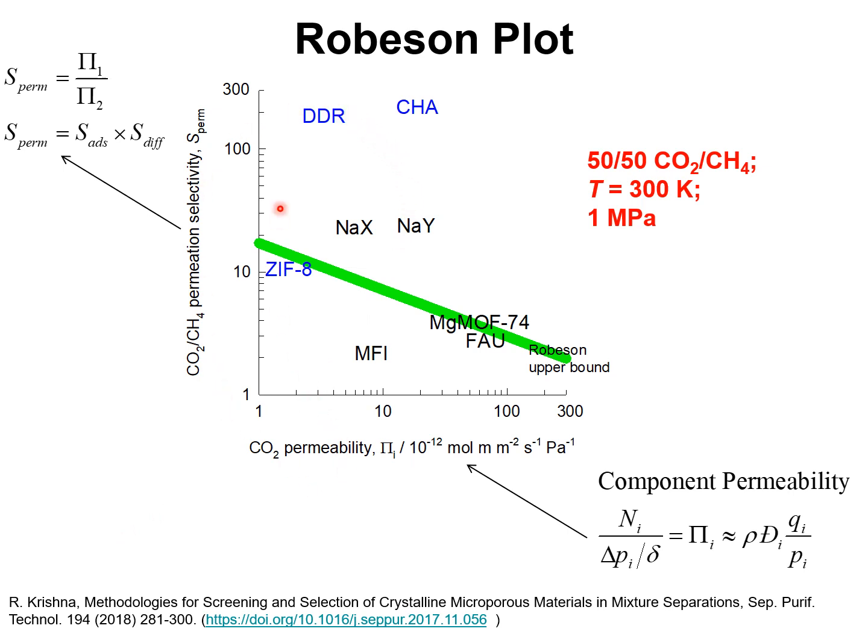We see here the green line is the upper bound called the Robeson upper bound, and DDR and Chabazite membranes have the highest permeation selectivities, but the permeabilities are significantly lower than for, say, a magnesium MOF-74 membrane or an all-silica faujasite membrane. So there is always a trade-off between the permeation selectivity and permeability. What we would like are membrane materials that have a performance that is described by the top right corner of the Robeson plot.